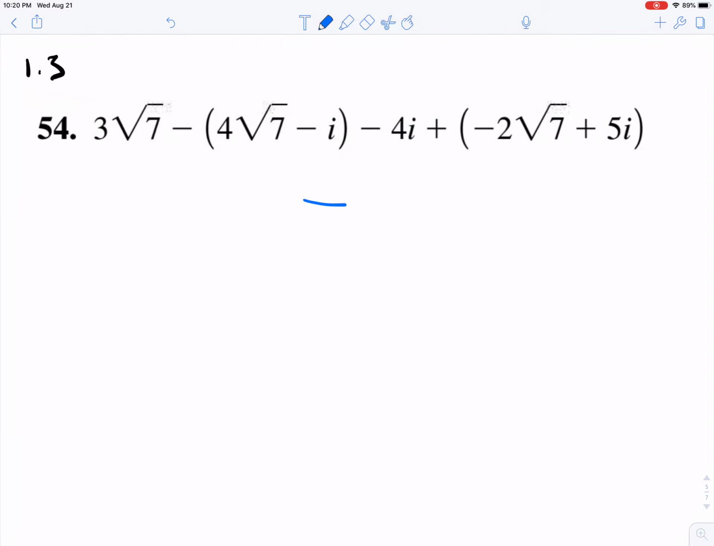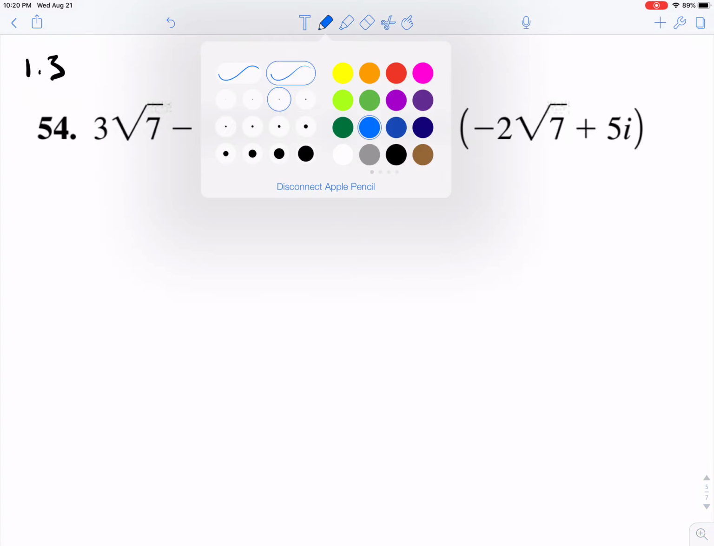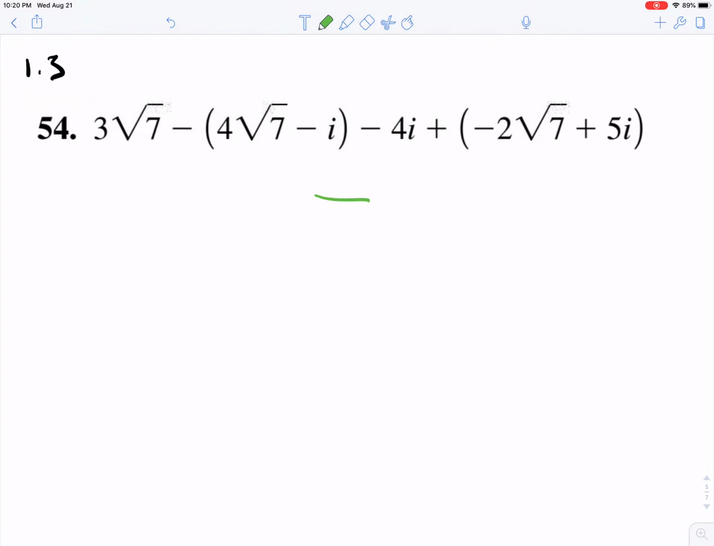I'm going to choose a color at random. Okay, I think I got one. I don't want that color. I know I said one at random. I'm going to do this color. Okay.